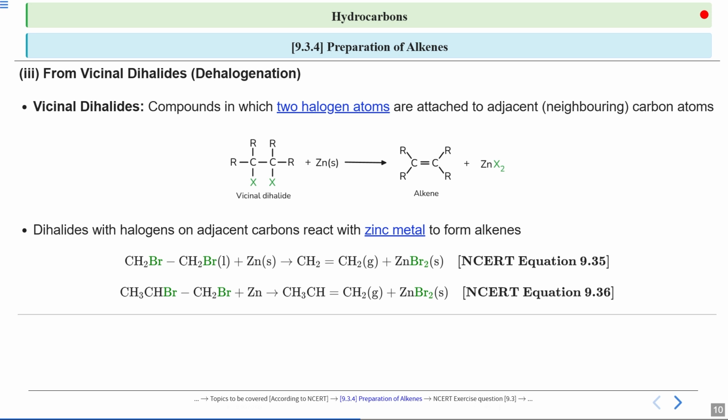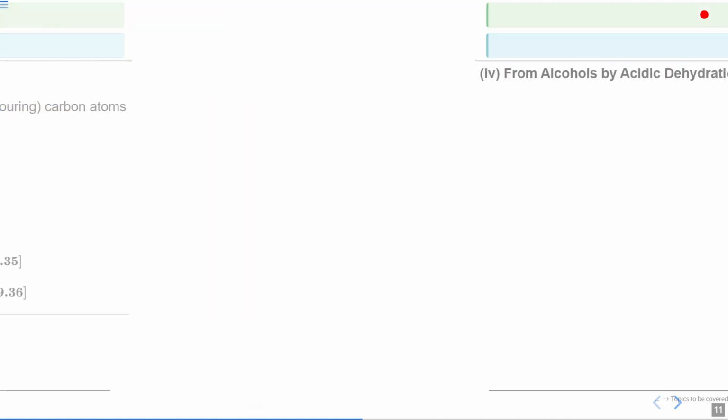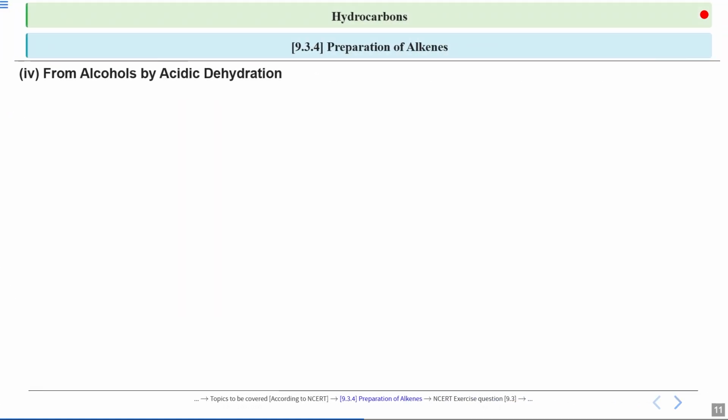Now let us have a look at some specific chemical reactions. In the first equation, ethylene dibromide reacts with zinc to form ethene gas and zinc bromide. In the second equation, 1,2-dibromopropane reacts again with zinc to form propene gas and zinc bromide. This process is a practical way to produce alkenes, which are important in the chemical industry for making plastics and other materials. Now let us explore how alkenes can be formed from alcohols through a process called acidic dehydration.